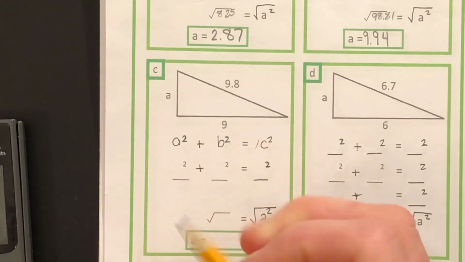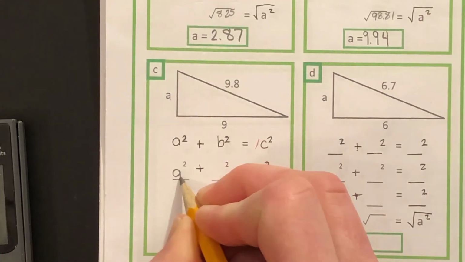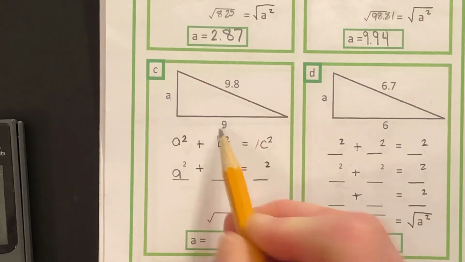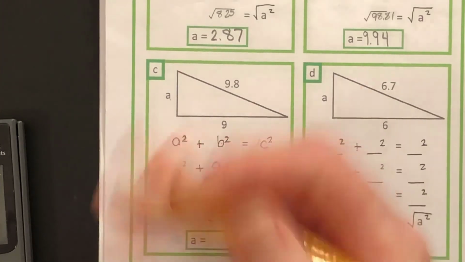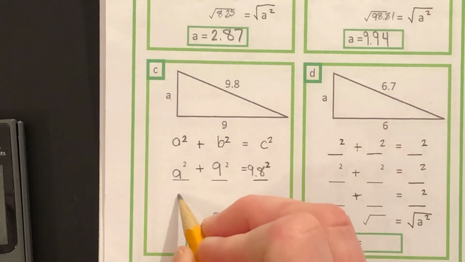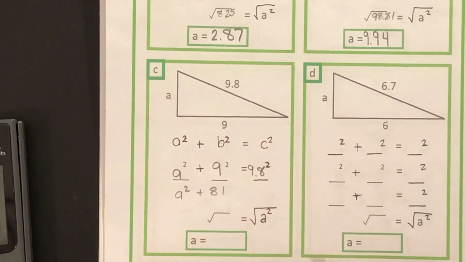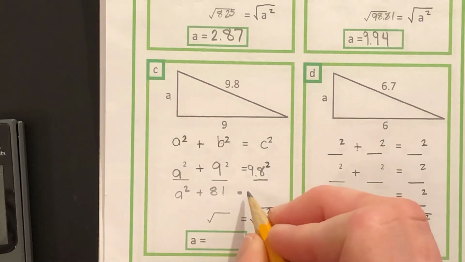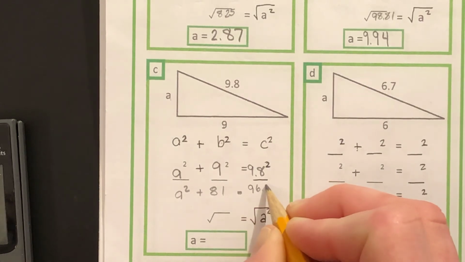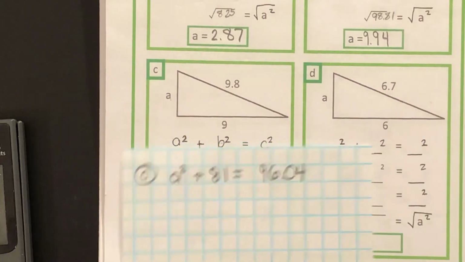a squared, we don't know what a is, so we bring a down. B is 9. C is 9.8. I'll just write it on the next line. We've got a squared plus 81 equals 96.04. See, I already did it.